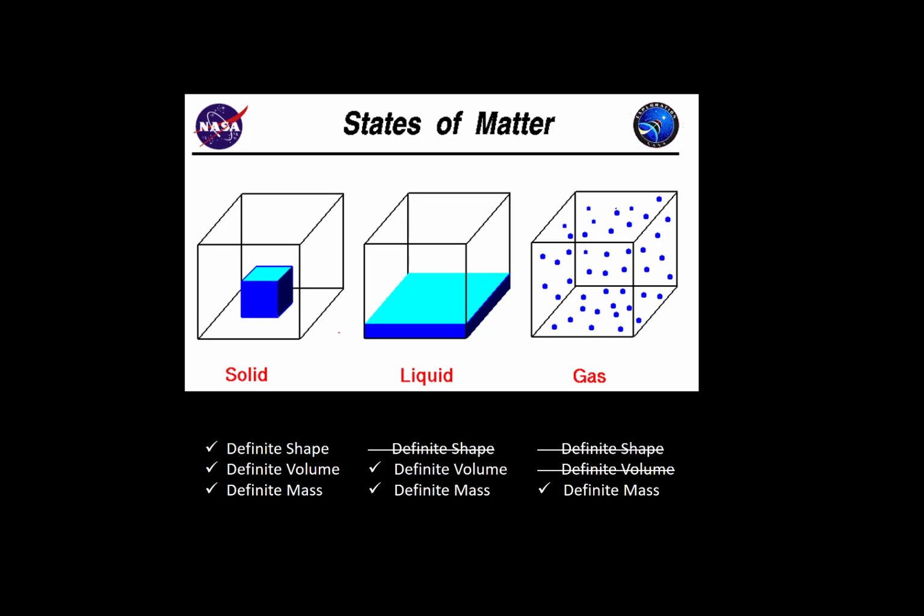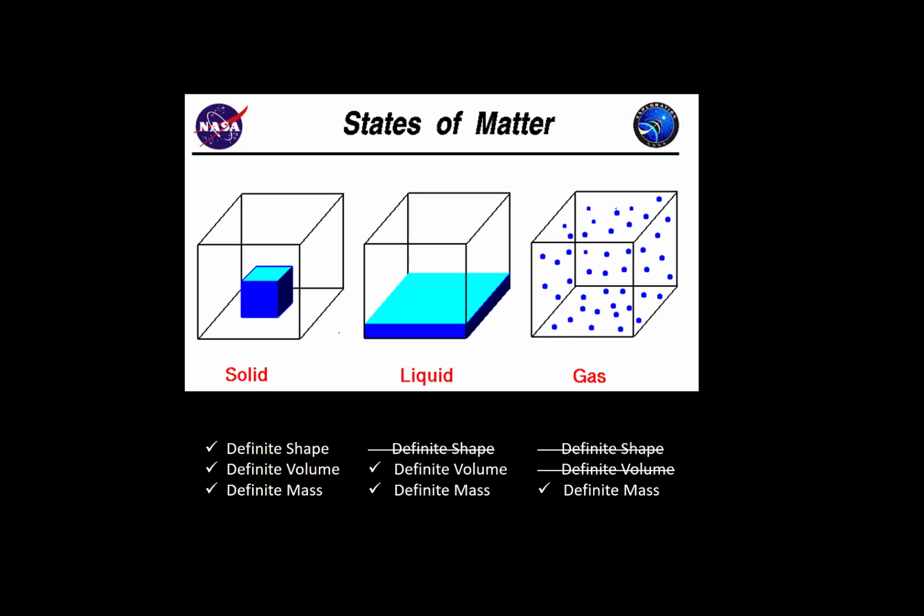That ice cube holds its shape. Obviously you could crush it and do different things to change that shape, but in general, when it's just sitting there, that ice cube is going to hold the shape that it begins with. It also has a definite volume. You could use your mathematical skills and measure the height, the width, and the depth and figure out the volume of that ice cube. And it also has a definite mass. It has a certain amount of matter in it, and that isn't changing.